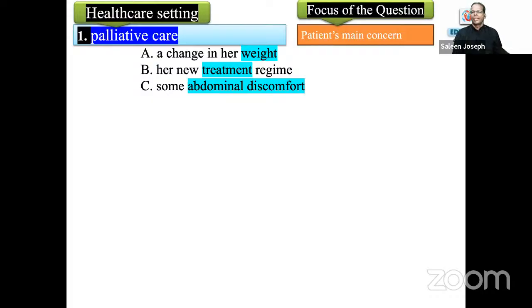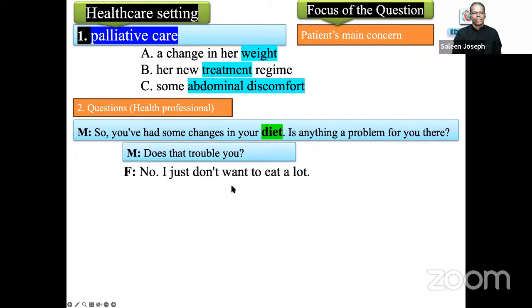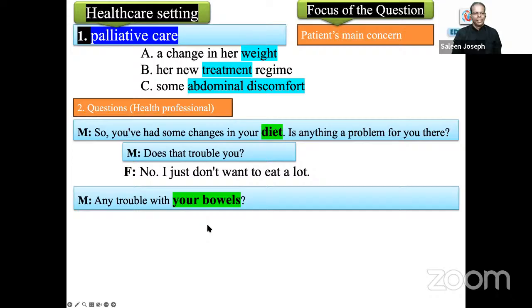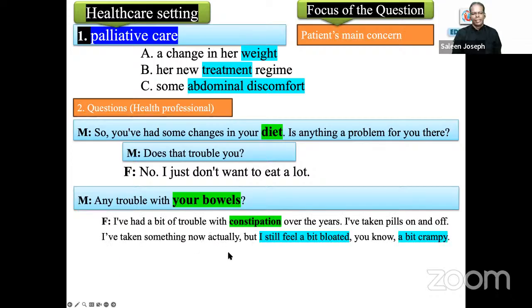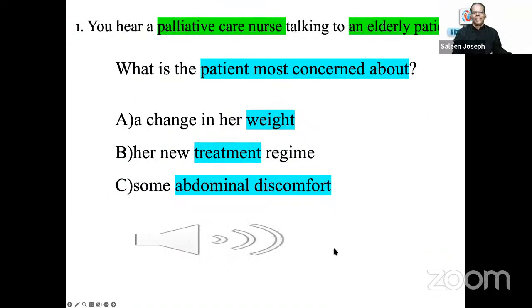So the healthcare setting is palliative care. The focus of the question is the patient's main concern: weight, treatment, abdominal control. Two questions, health problem. So you have had some change in your diet. Is anything a problem for you? Does that trouble you? No. Then any trouble with your bowel? Then it is constipation. Does it bother you? Yes. See, this is how we analyze things.